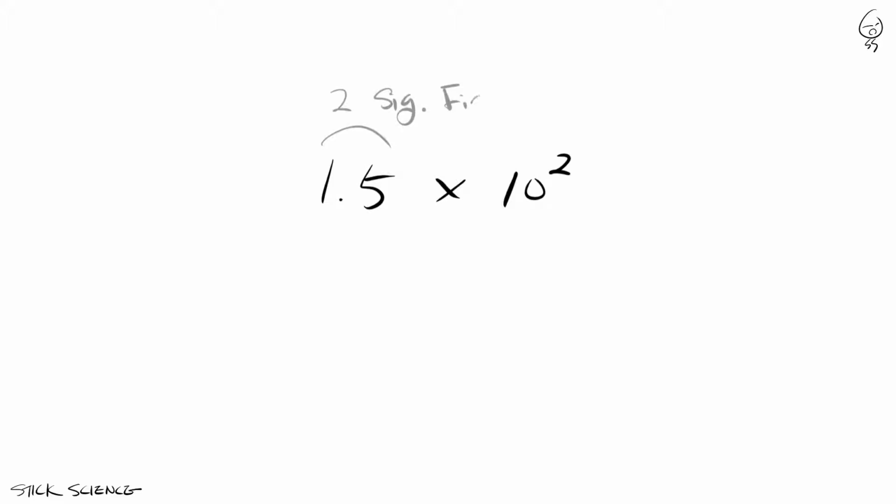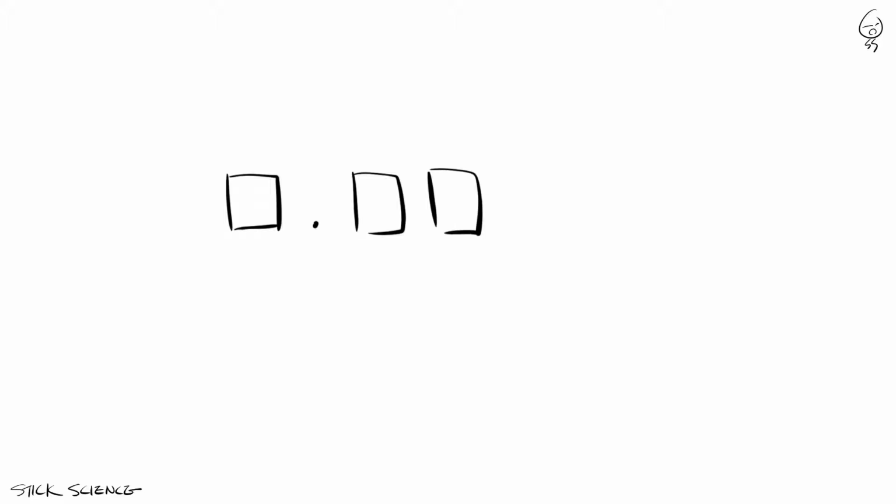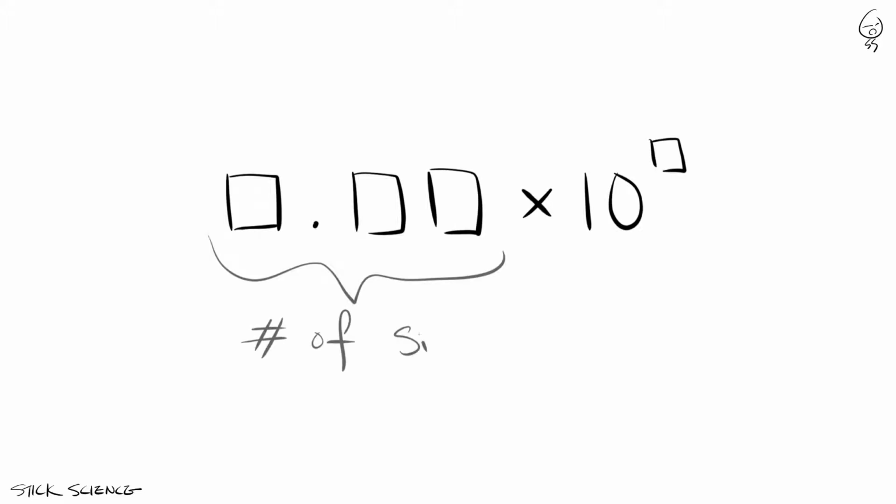Notice how 1.5 times 10 to the second power is different from 1.50 times 10 to the second power in the number of significant figures. The former has 2 significant figures, while the latter has 3. The beauty of scientific notation is that you don't have to worry about placeholders when you count significant figures. Just add up the number of digits you see in front of the multiplication sign and you're set. What about decimals, you ask?